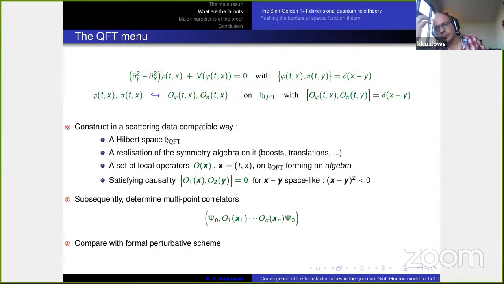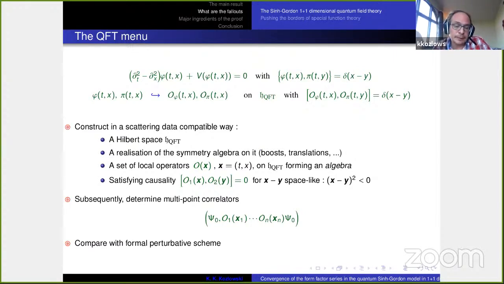So just to review, because I will follow this strategy: one starts from a classical partial differential evolution equation, where the field is subject to some potential v, and one wants to quantize the field and its conjugate momentum. And one wants to do this quantization in a way which would be comparable with the scattering data, so the S matrix of the model.